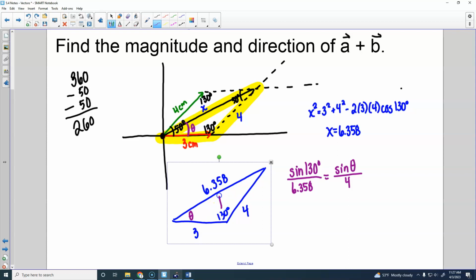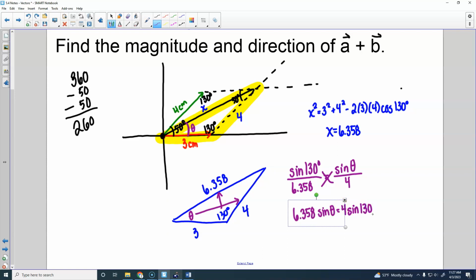Okay, so we're just doing that side across. And so we cross multiply: 6.358 sine theta will equal 4 sine 130. We need to divide by 6.358.